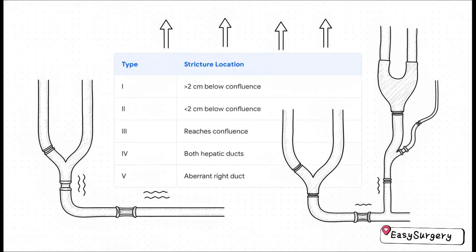See how it builds? In type 3, the stricture actually hits the hepatic duct confluence. But, and this is key, the right and left hepatic ducts are totally uninvolved. Now things get a lot trickier in type 4, where the stricture involves the confluence plus both the right and left hepatic ducts. Finally, we have the wild card, type V, which involves an aberrant right hepatic duct, and that can happen with or without common hepatic duct involvement.